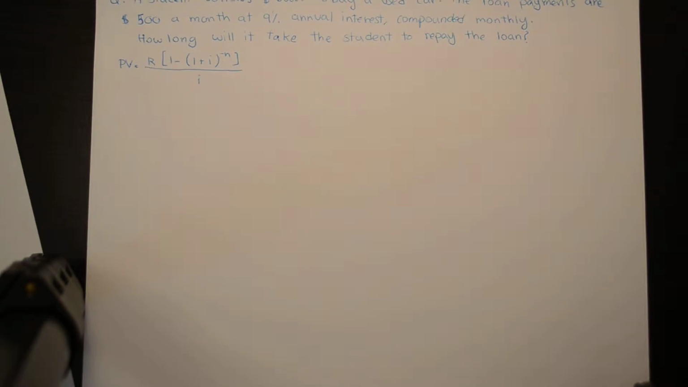The question is saying that a student borrows $60,000 to buy a used car. The loan payments are $500 a month at 9% annual interest, compounded monthly. How long will it take the student to repay the loan? So it's asking for the time.